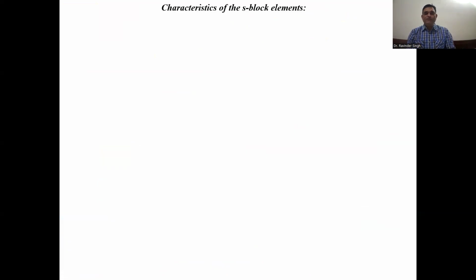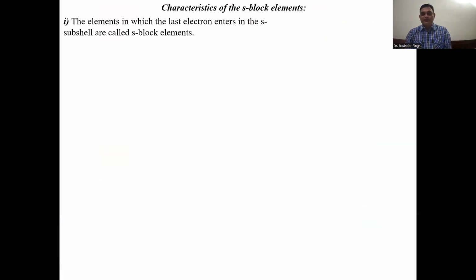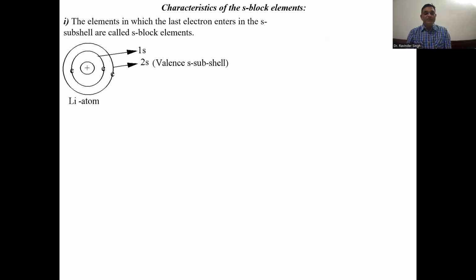Now, first of all, we will see what is the main characteristic of the S block elements. The first characteristic of anything is its definition, its introduction. What is the definition of S block elements? So that is the first characteristic. S block elements are those elements in which the last electron enters into the valence S subshell.